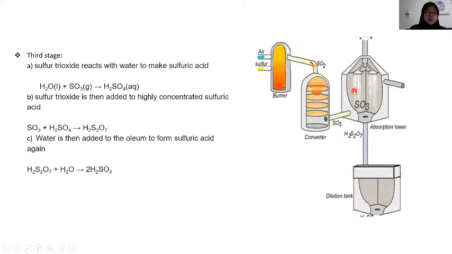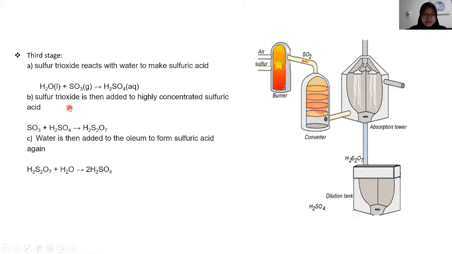So for the third stage, sulfur trioxide reacts with water to make sulfuric acid. So this is the equation. Sulfur trioxide reacts with water to make sulfuric acid. So this is sulfuric acid.